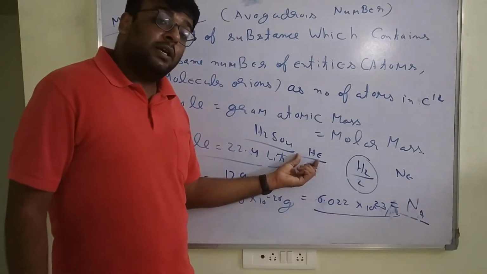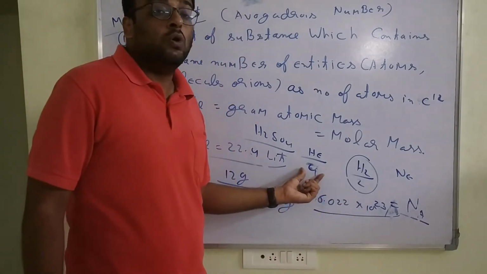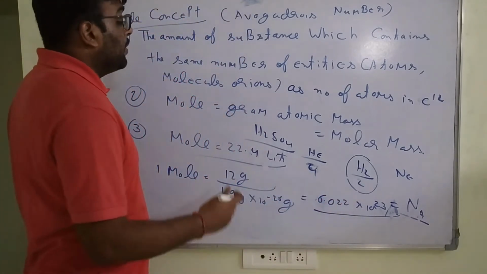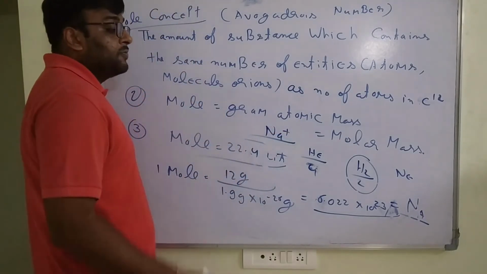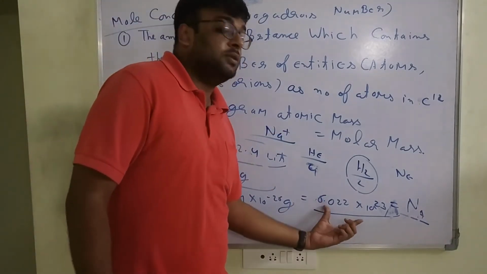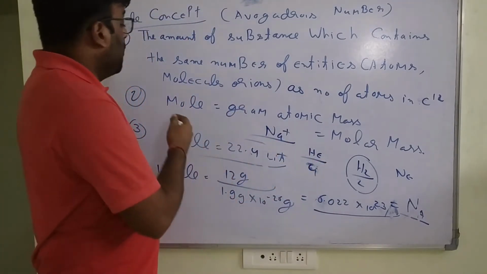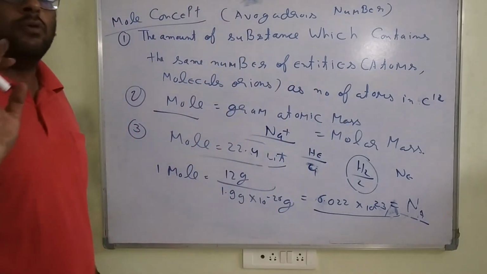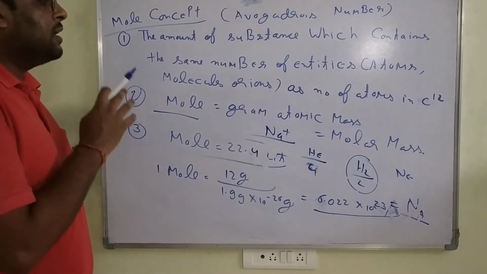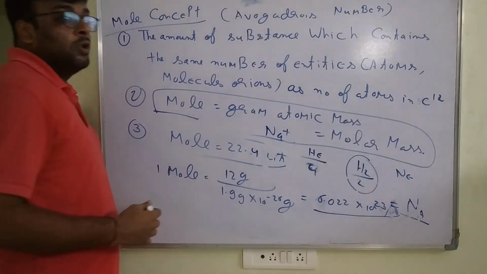Where atoms exist in atomic form, the number of moles is the same, and it is equal to gram atomic mass. If I am talking about ions, like Na plus, it also has a fixed value. So mole is equal to gram atomic mass, equal to molecular mass. You have to remember this thing. In numericals it is very important.